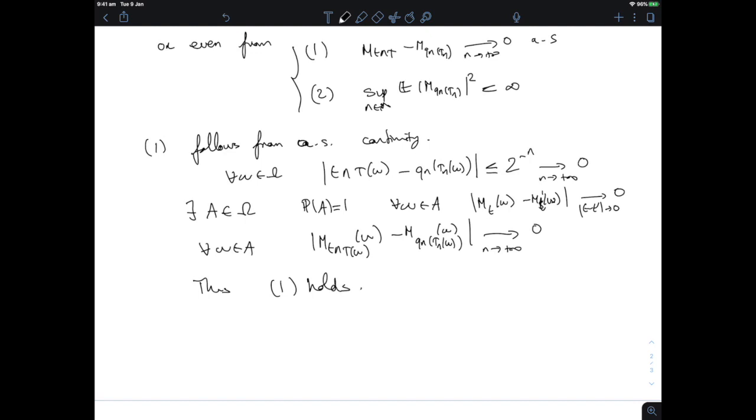Okay. Now, to upgrade from this almost sure convergence to a convergence in L1, I want to apply this result that's based on uniform integrability. So I need to prove 2. It just remains to prove 2.